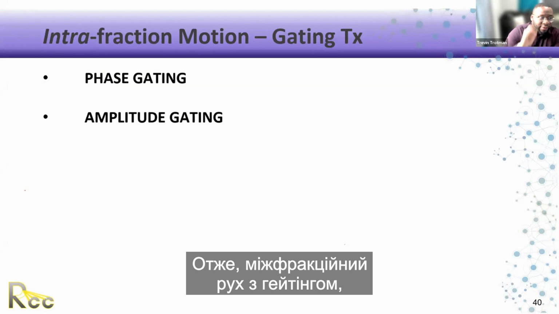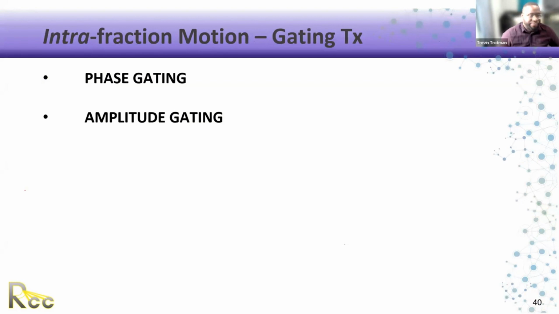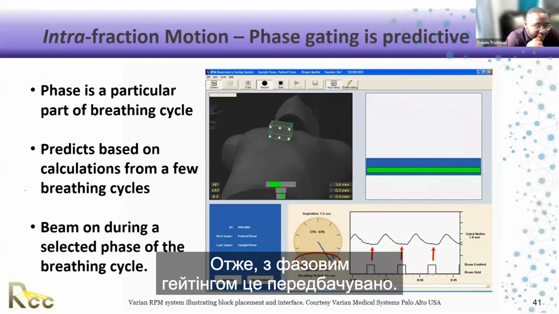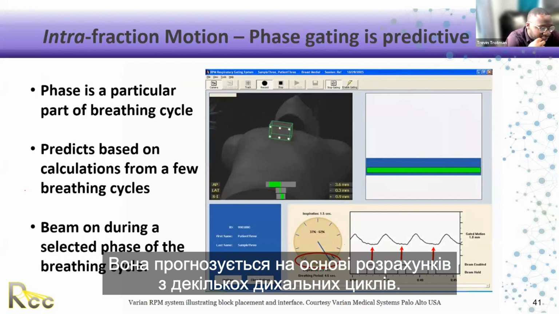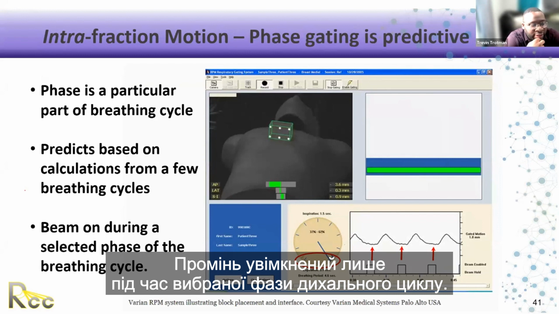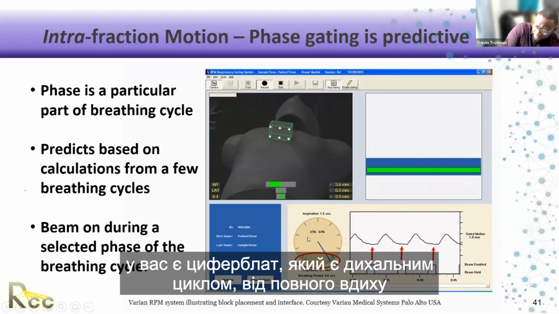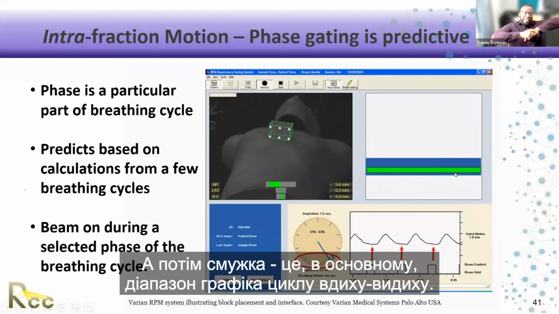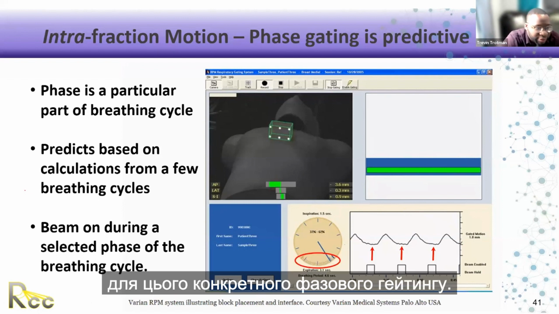All right, so intrafraction motion with the gating treatment. We're also going to go through phase gating and amplitude gating. With phase gating, it's predictive. Phase is a particular part of the breathing cycle. It predicts based on calculations from a few breathing cycles. Beam on is only on the selected phase of the breathing cycle. So here you have a dial, which is the breathing cycle, full inhale to exhale and back to full inhale, and the bar is the range of the gating cycle graph. This is an overview of the software for phase gating.